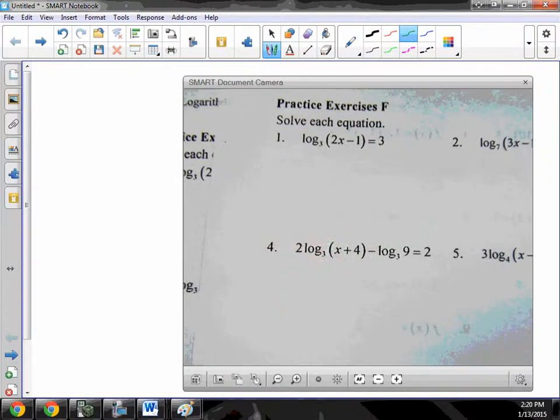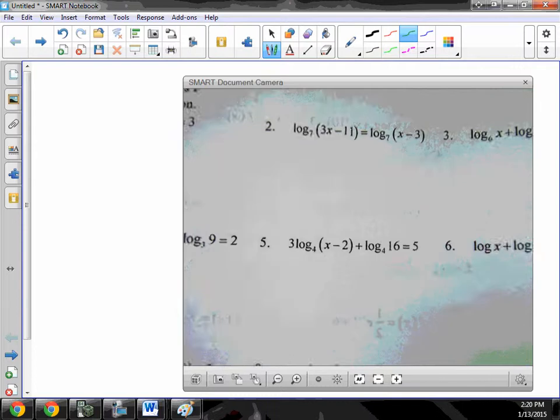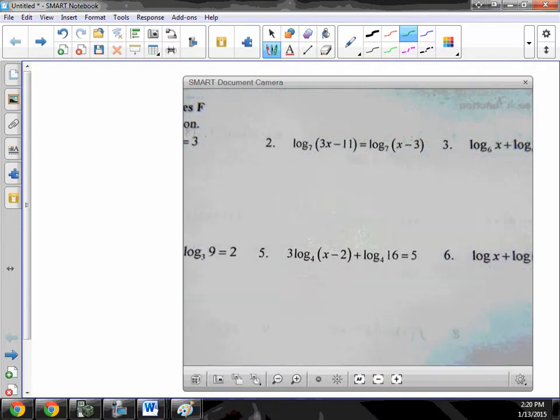Okay, look at number 2. What would you do to answer number 2? Well, I could, don't do this, I could subtract one log to the other side. So I have a log base 7, positive, subtracted by another log base 7, which equals 0. And then I could use the quotient rule, and then I could convert.